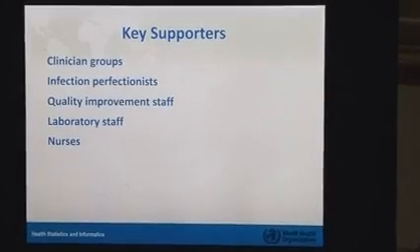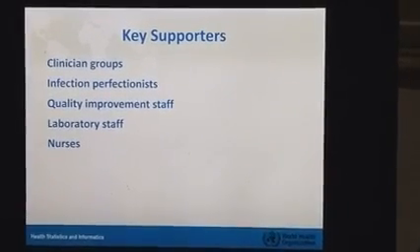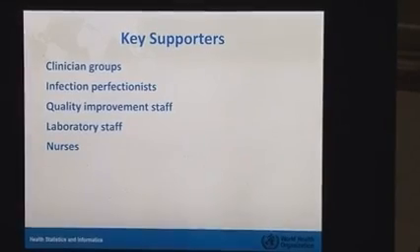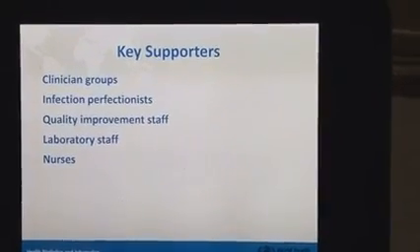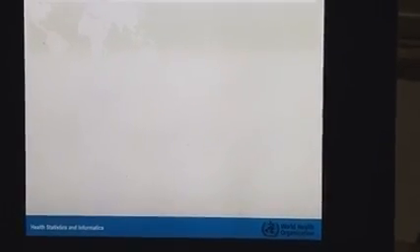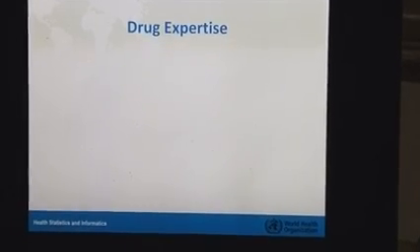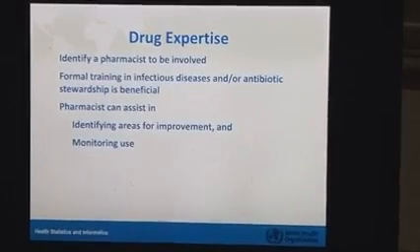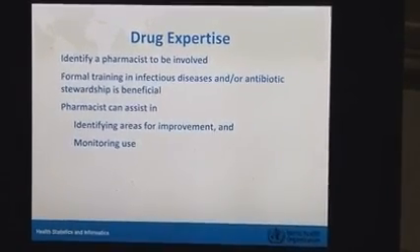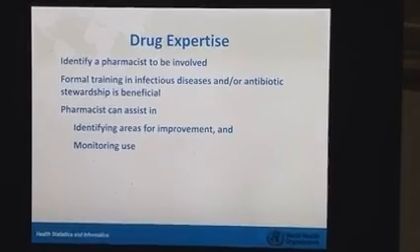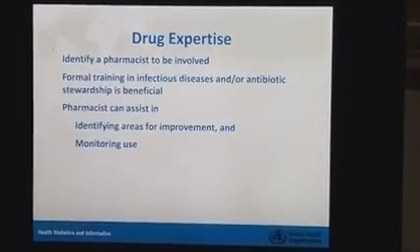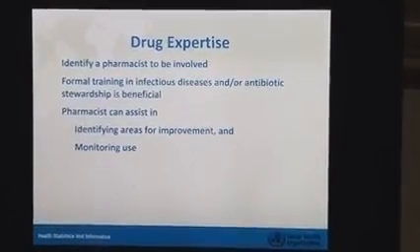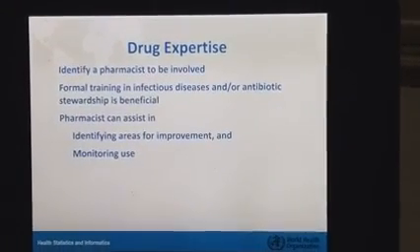Again, for the policy, you should have the language to talk with these groups, every group and every element, with the language that they can understand. What about drug experts? What do you think about drug experts? Identifying pharmacists to be involved, with formal training in infectious disease and/or antibiotic stewardship, is beneficial. Pharmacists can assist in identifying areas for improvement and monitoring use.